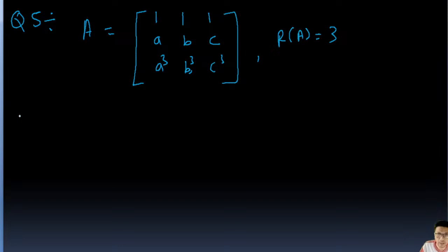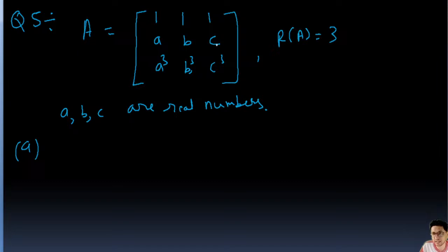Also it is written that A, B, C are real numbers. So we have been given a matrix and its rank, and A, B, C are real, and we need to select the correct option. So the matrix is given, the rank is given, and A, B, C are real numbers. That is what is given. We have to select now the correct option.